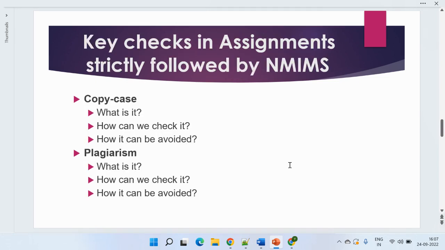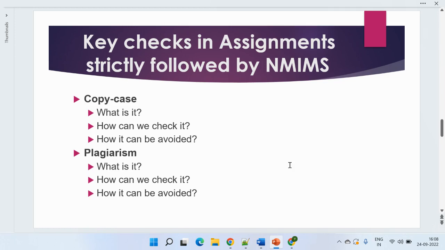Key checks, or you can say there are a few things which are strictly followed by NMIMS. There are two things which are most important that you need to keep in your mind. The first one is the copy case, and the second is plagiarism. Both are a little bit similar. Let's discuss each of them one by one. So copy case, what is it? Copy case is simply, you have uploaded one assignment, and your friend has uploaded a similar assignment. I'm not saying the same assignment, I'm talking about a similar assignment. Similar means you have written 1000 words, maybe you have written that these are certain ways of doing this and this, and the other person writes the similar thing, right? So if both have similar content, then there's a chance of a copy case.